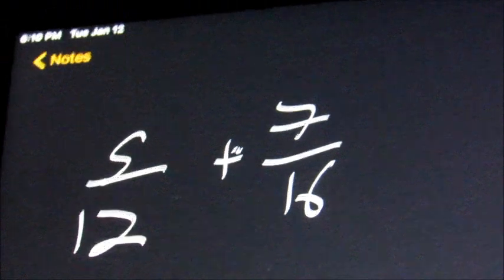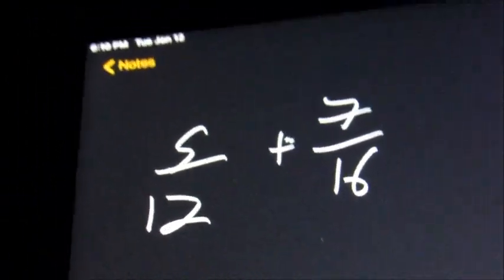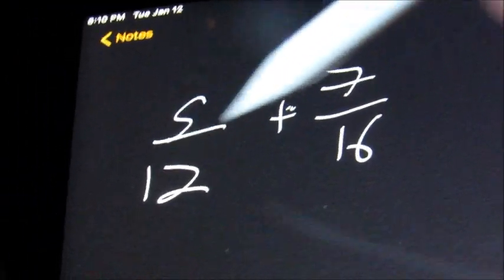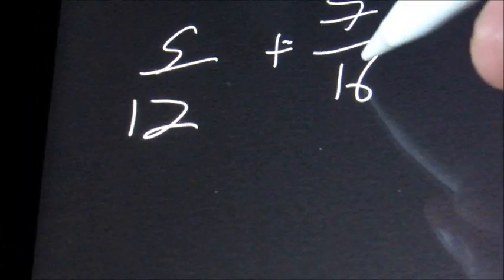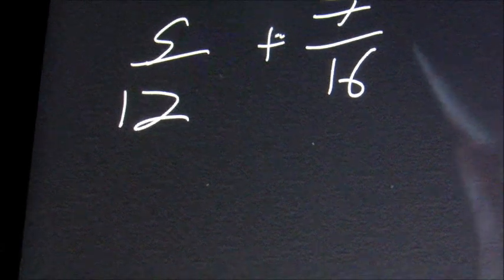So let's say now that we're going to add fractions. So say 5 over 12 plus 7 over 16. So we need to find the least common multiple, least common denominator of these two. It's going to be 48. 16 will go into 48 3 times.